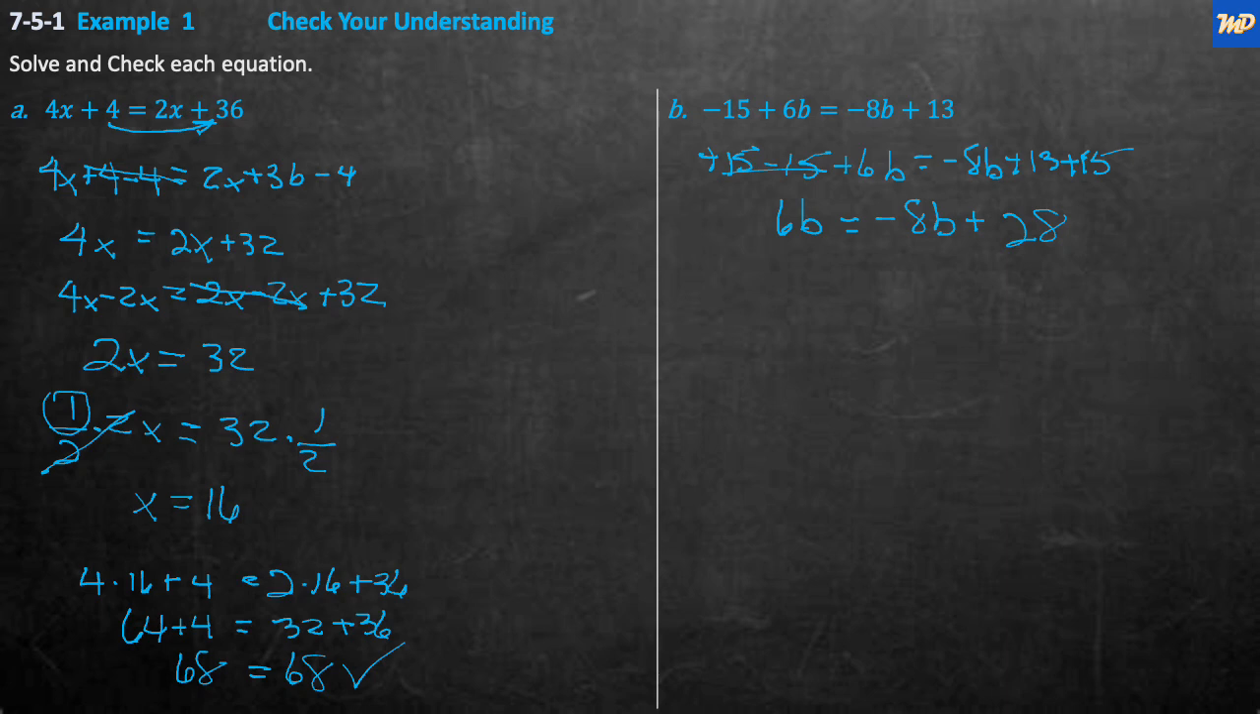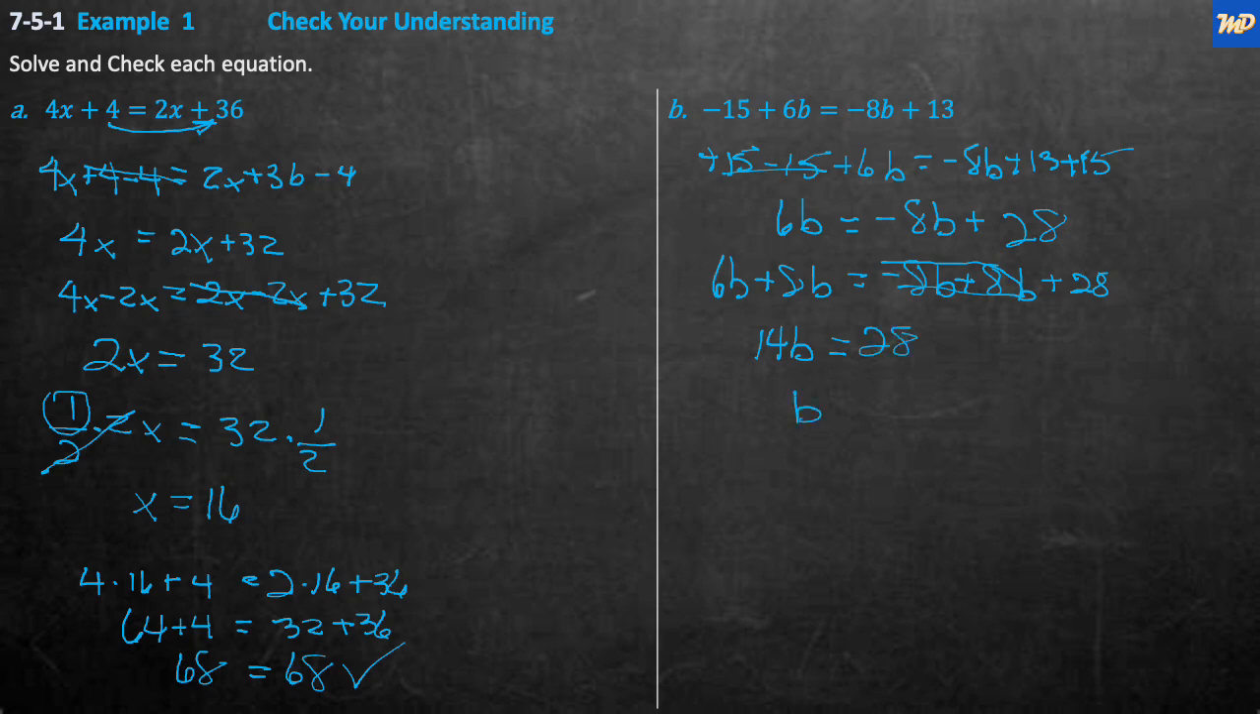So now we've got this minus 8b over here. So we have to get the minus 8b to the other side. So we're going to say 6b plus 8b is equal to minus 8b plus 8b plus 28. So now that we've done that, the 8b's here cancel. So we're going to have 6b plus 8b, which is 14b, is equal to 28.